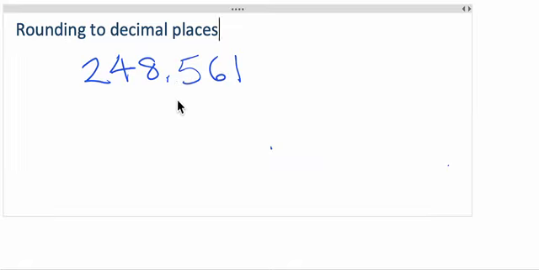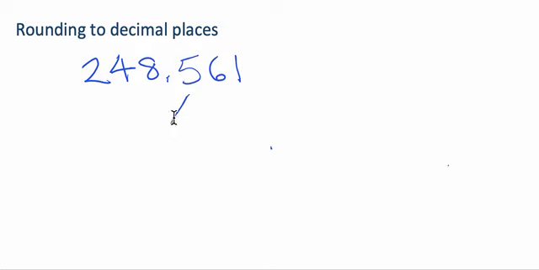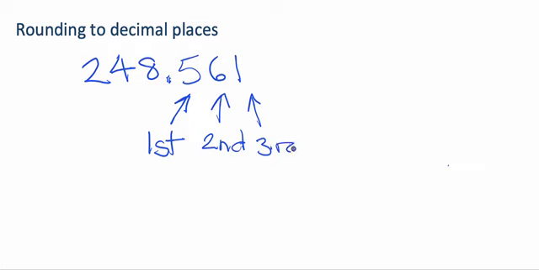So this is the first decimal place. So it's the first figure, the first number after the decimal point. Naturally, this is the second decimal place, and the third, and so on.